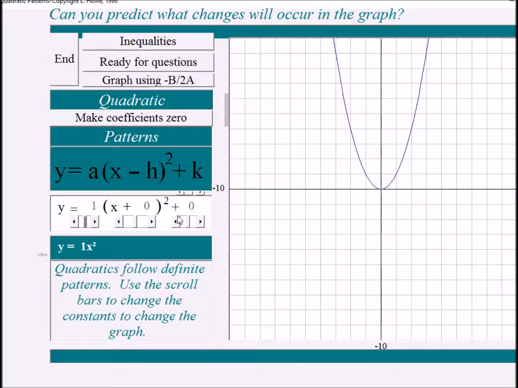Now we could change the value of this k down here at the end and watch what happens. Oh, if we change it, it drags the parabola up. And it drags the parabola up by the amount that this k value changes. Drags it down.